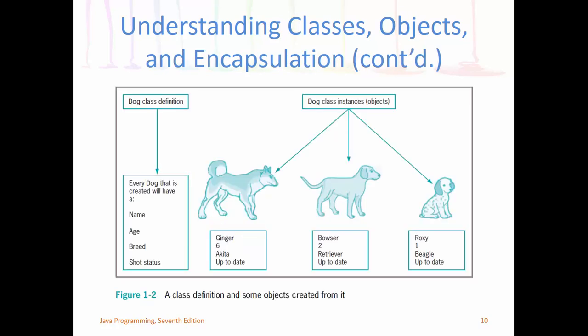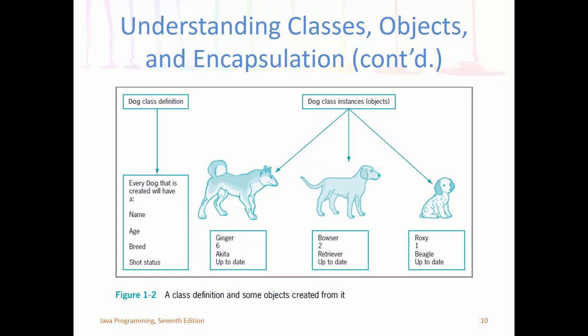All right, here's a little diagram. This is kind of helpful. Maybe we'll clear a few things up. Here they have on the far left a definition of a dog class. Now, think of that in sort of generic terms. Dog, right? I'm not saying St. Bernard or Chihuahua or anything like that. I'm just saying dog. Yeah, it's a dog. Well, what do dogs have? Well, every dog will have a name, an age, a breed, and a shot status. All right? Did they get the rabies shots, distemper, or not?